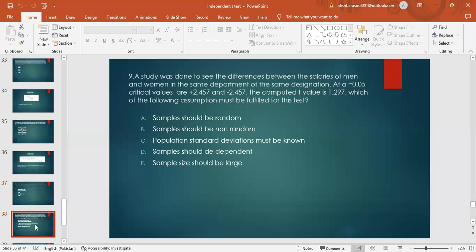A study was done to see the differences between the salaries of men and women in the same department of the same designation. At alpha 0.05, critical values are plus 2.457 and minus 2.457. The computed t value is 1.297. Which of the following assumptions must be fulfilled for this test? A, samples should be random. B, samples should be non-random. C, population standard deviations must be known. D, samples should be dependent. E, sample size should be large. A. Yes, A is the right answer. The samples should be random.